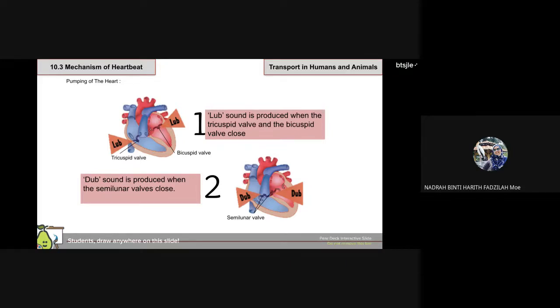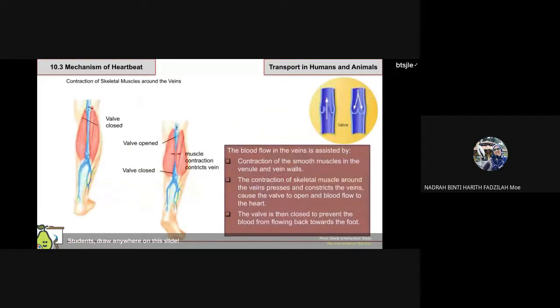Tadi kita cakap pasal contraction of cardiac muscle. Now let's take a look at contraction of skeletal muscle. Okay, so untuk keluarkan darah daripada jantung, we have the force of muscle, heart muscle atau cardiac muscle contraction to do that. But how to bring back the deoxygenated blood back to the heart?